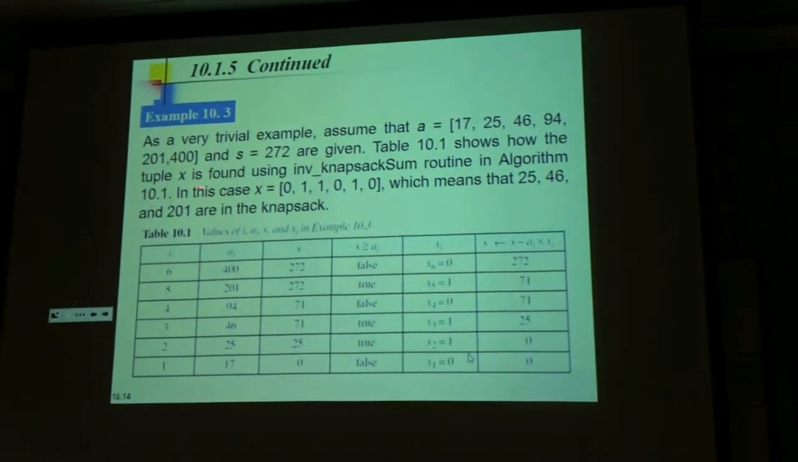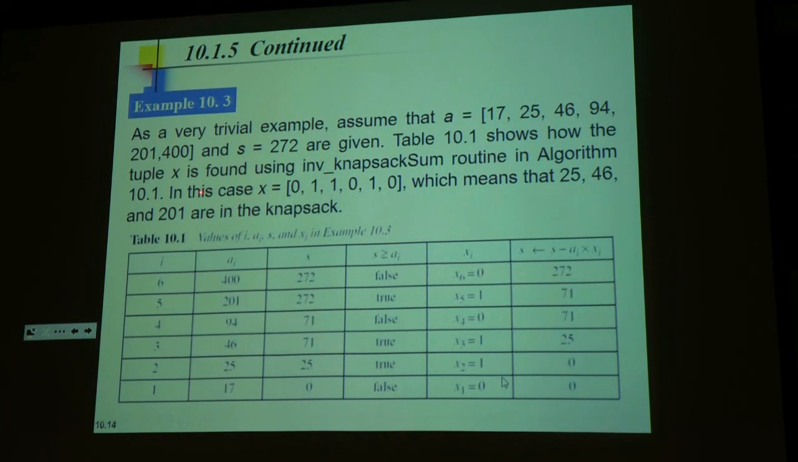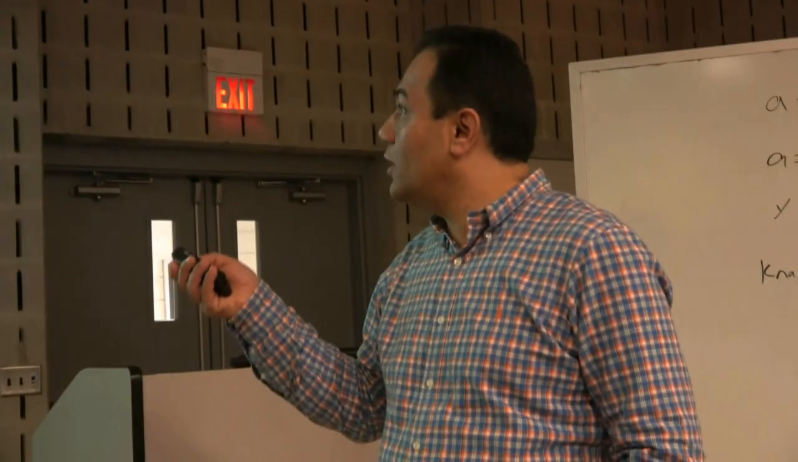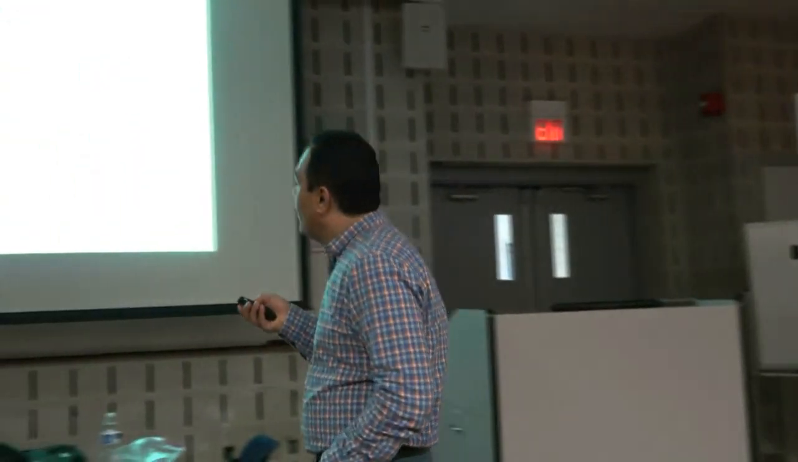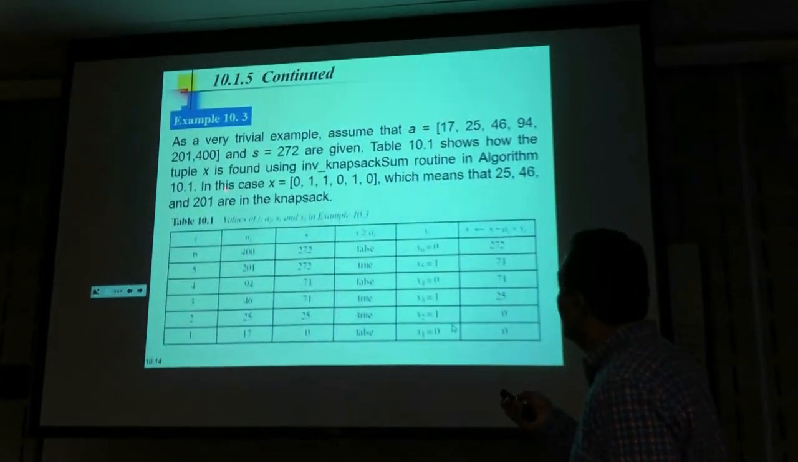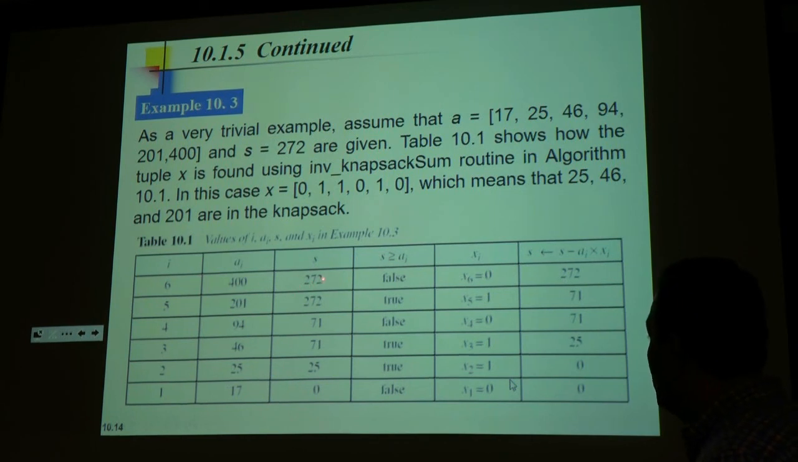The table shows how the tuple X is found using the inverse knapsack sum routine in Algorithm 10.1. In this case, X will equal this. So what we do: we start from the end. We know the size of X, how many elements? Six, because we have six in here. So we start from six, right? How much is A6? The last one, 400. How much is S? 272. Okay, we check if S is bigger than A6.